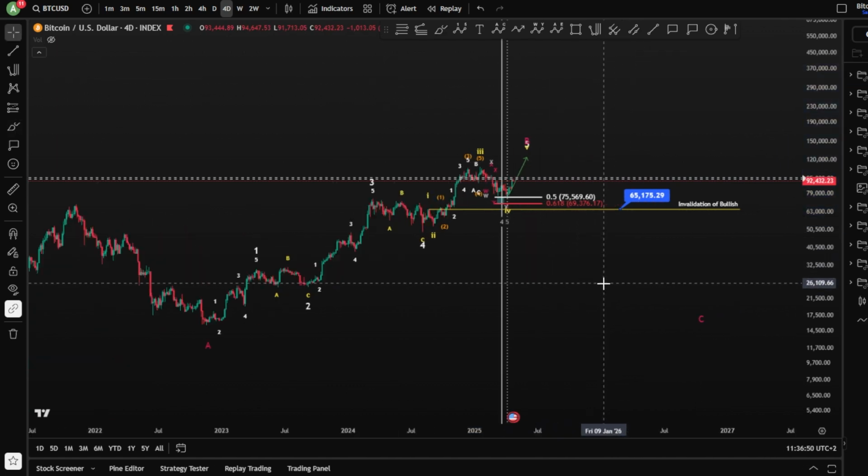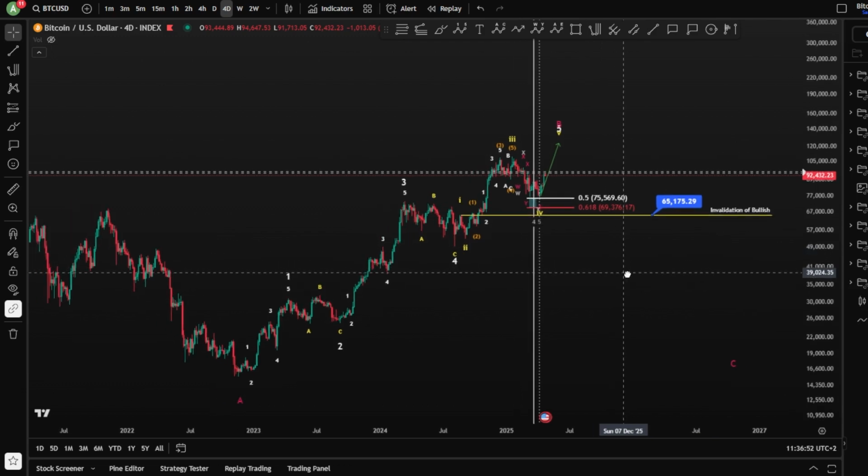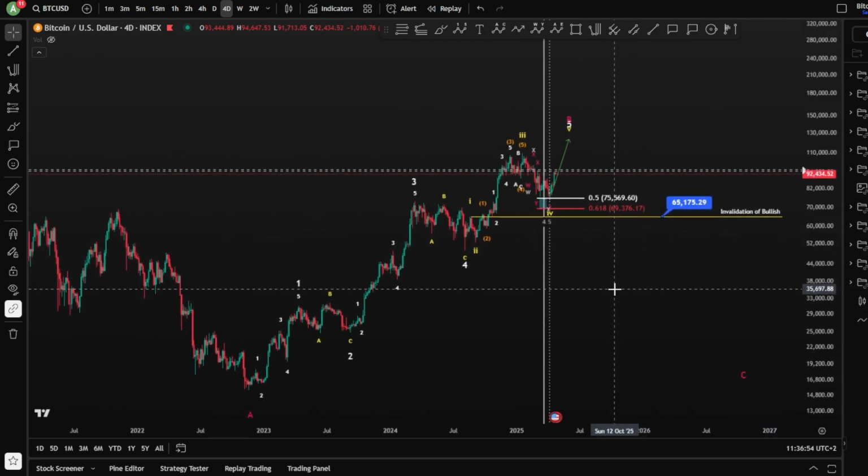And, of course, trade safe, guys. It's just that sometimes we have to keep fighting misleading scenarios as well in public. So yeah, that's why I'm clarifying.